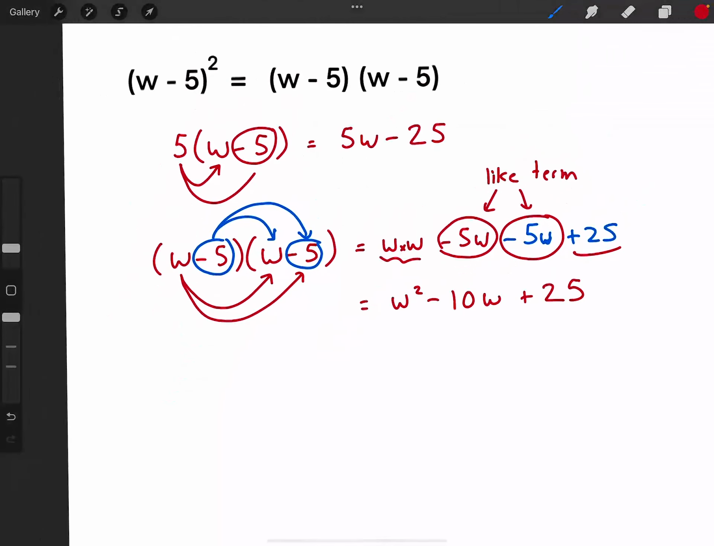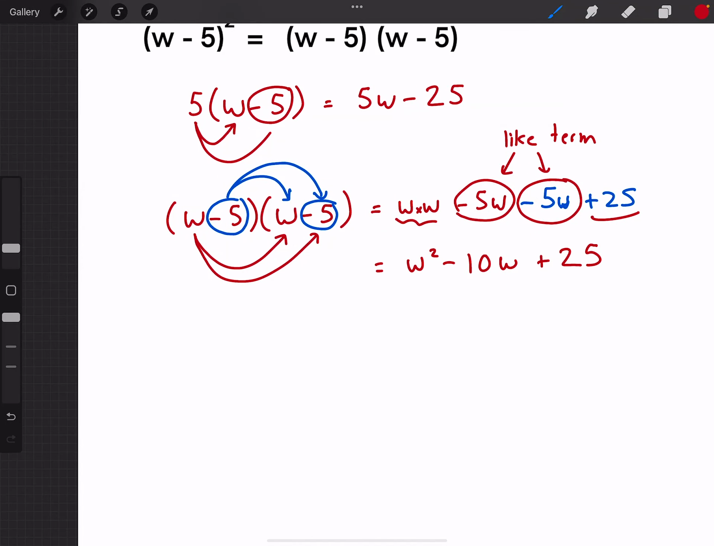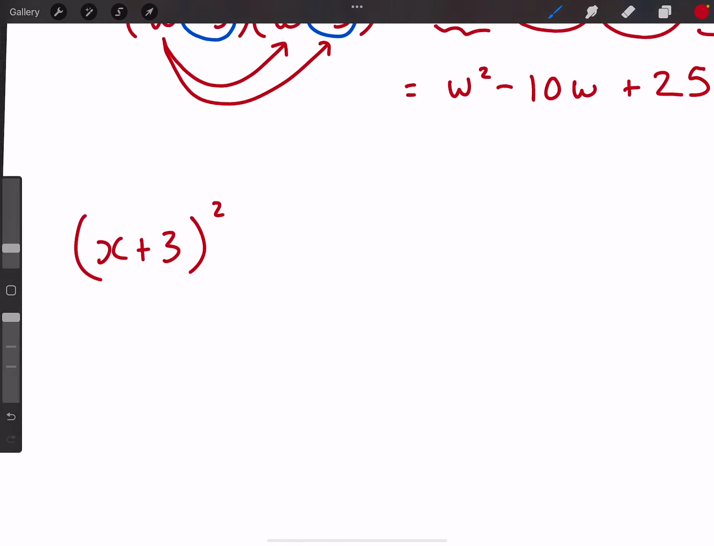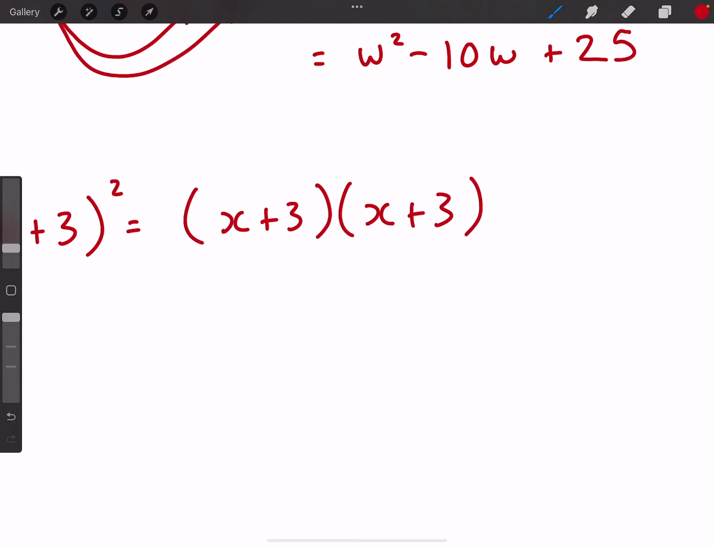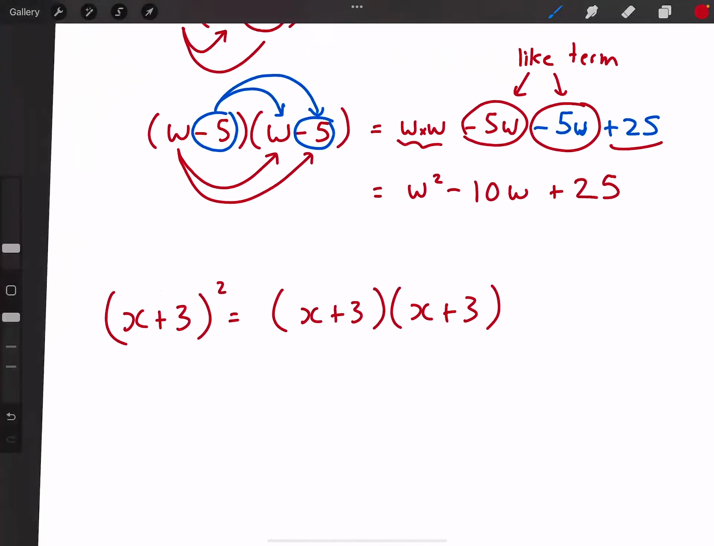So imagine if we have a different one. Let's say I have x plus 3, for example, and I want to square this. How would I do this? Okay, so we rewrite this as x plus 3 times x plus 3. And then again, we're just going to multiply it in, just like what we did in this one here.